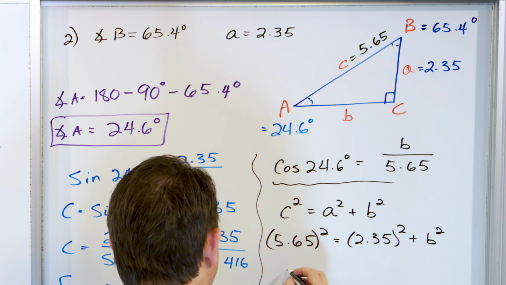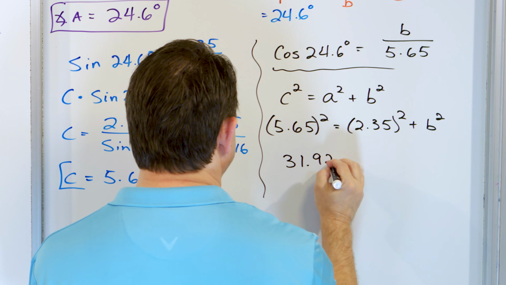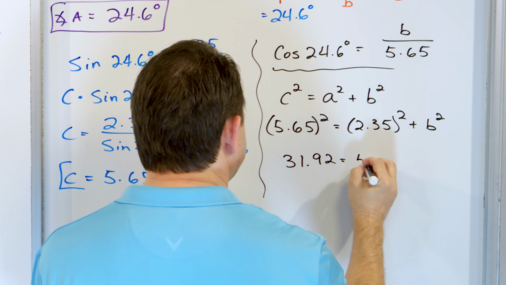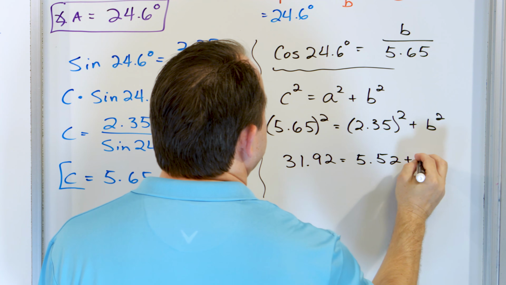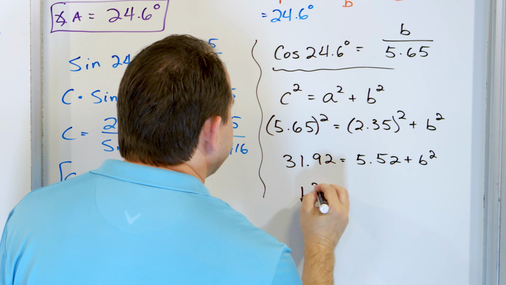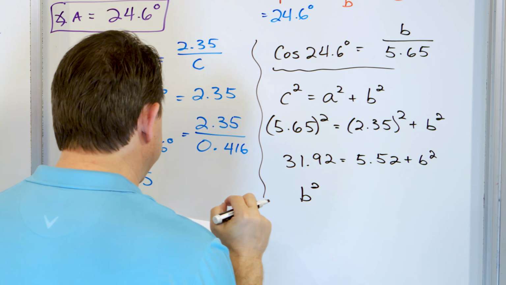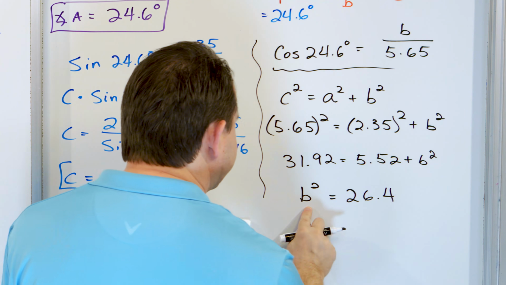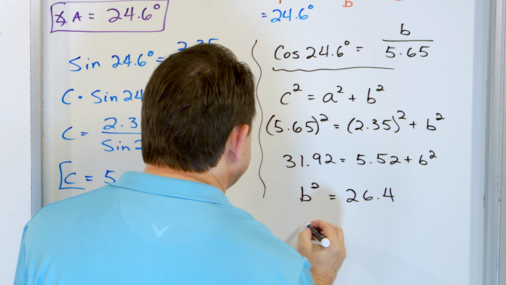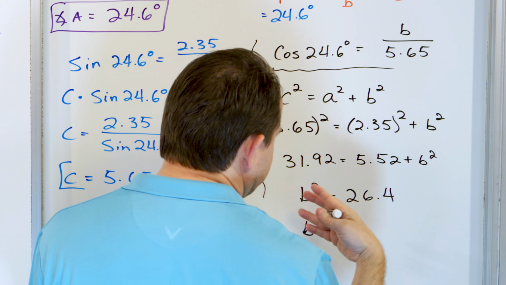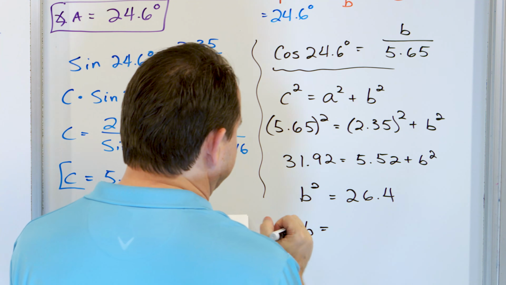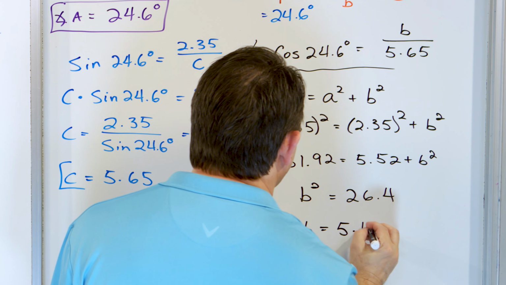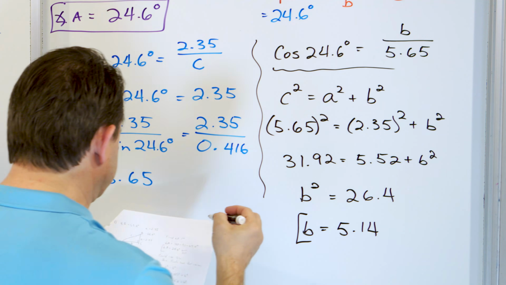So 5.65 squared is 31.92, and 2.35 squared is 5.52, plus B squared. Then B squared is going to be this number minus the 5.52, and you'll get 26.4. When you take the square root of both sides, you get plus and minus, but you discard the negative length. You can't have negative lengths on a triangle. So you get 5.14, and that's the length of side B.